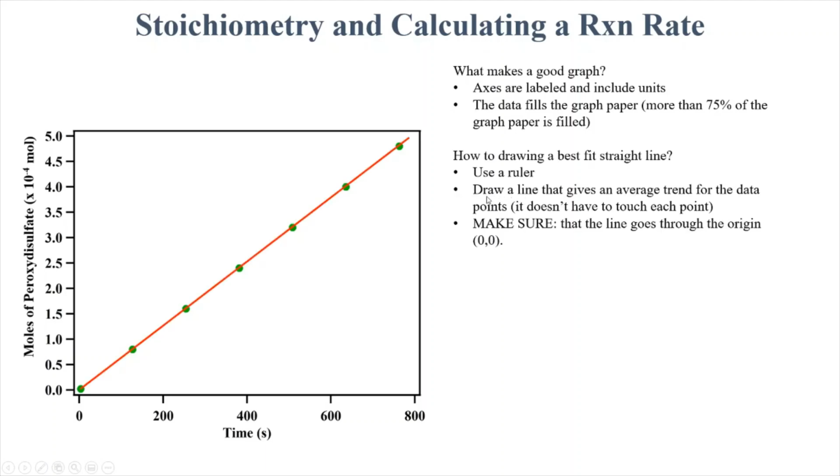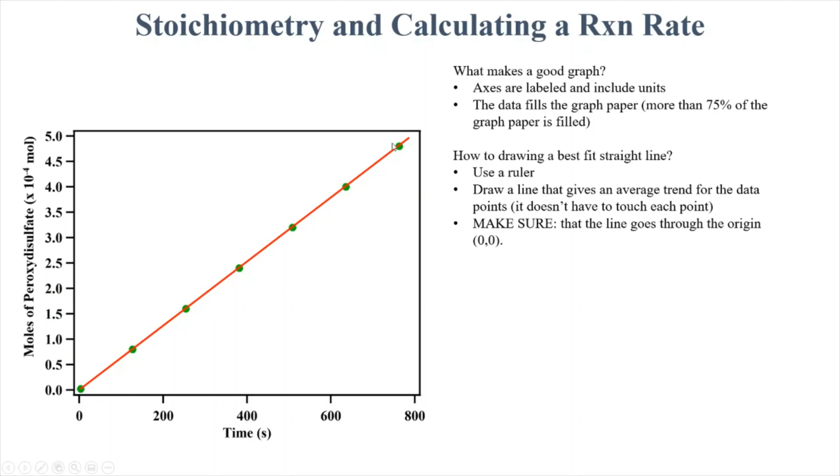Now, we need to get the slope out of this. So we need to get the slope of these data points to get a rate. So how do we draw a best fit straight line? Well, number one, we're going to use a ruler, and we're going to draw a line that gives an average trend through the data points. Remember, in this case, the data is pretty good.